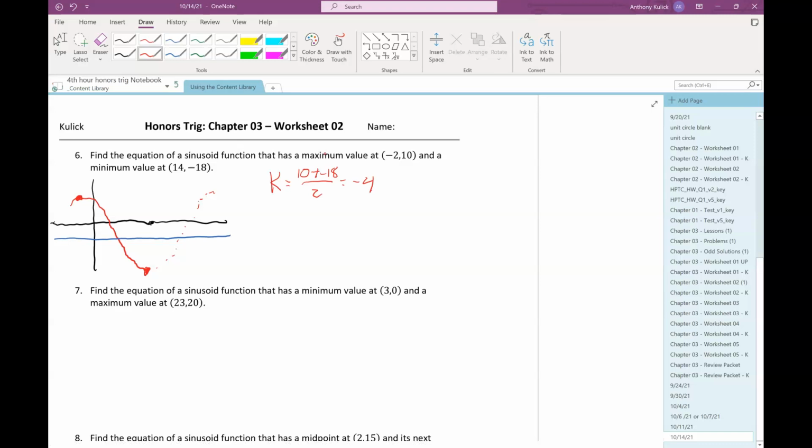The next thing I'm going to do is look for the amplitude. The amplitude is the distance from one of these to K. You could do this again by counting. If I'm starting at -4 and I want to go down to -18, I have to go 14 units down, right? But A is a distance, so it doesn't matter up or down. We're just going to say that the absolute value of A is 14.